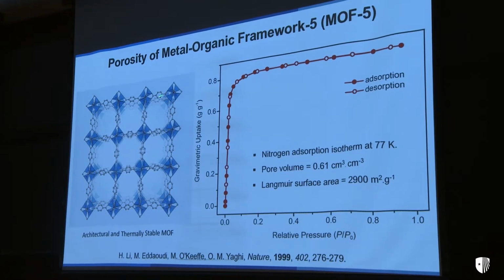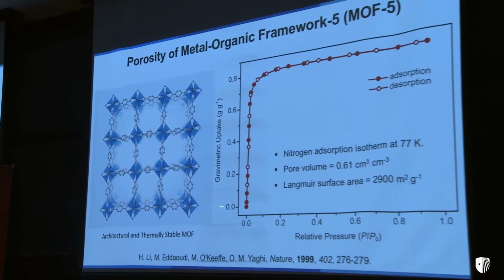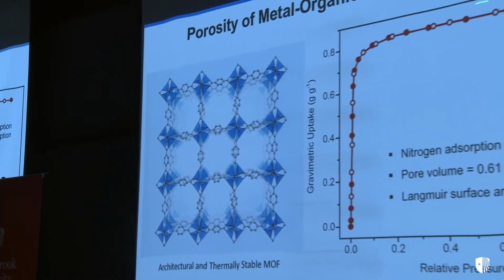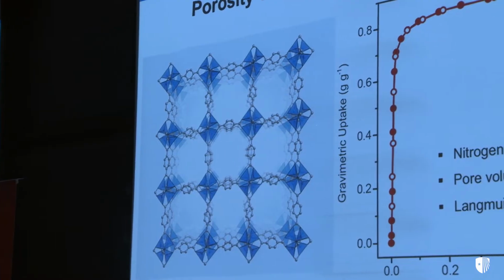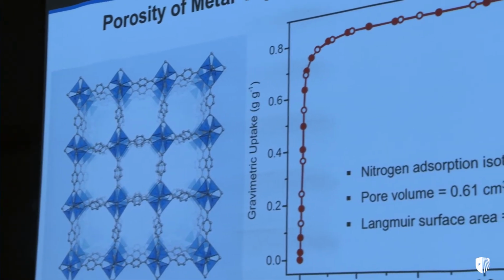And this is what the structure would look like. It's an extended three-dimensional structure. You can see the isotherm is what's called a type 1 isotherm, indicating permanent porosity.